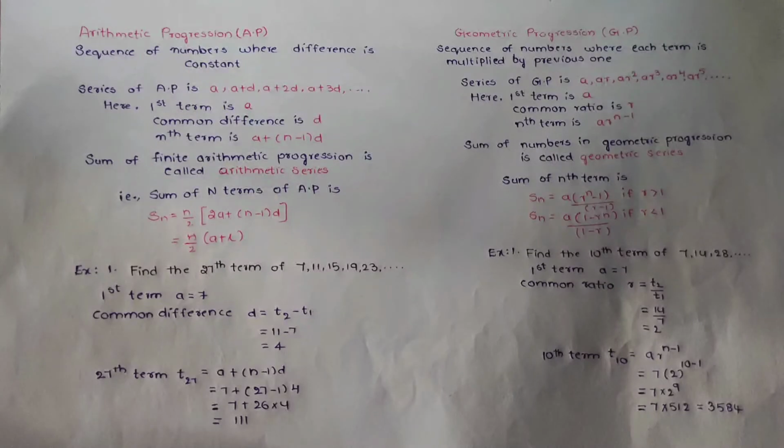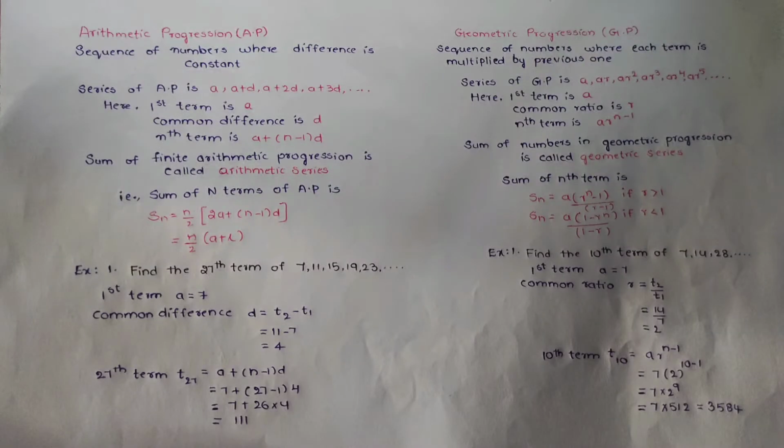And here the sum of n terms of an arithmetic progression, that is the arithmetic series, is Sn equals n by 2 into (2a plus (n minus 1) into d), which is also written as n by 2 into (a plus l). So what type of questions will you get? They will give a series and ask you to find the common difference. Sometimes they will ask you to find the nth term, sometimes the sum of numbers. So let's discuss some types of questions.